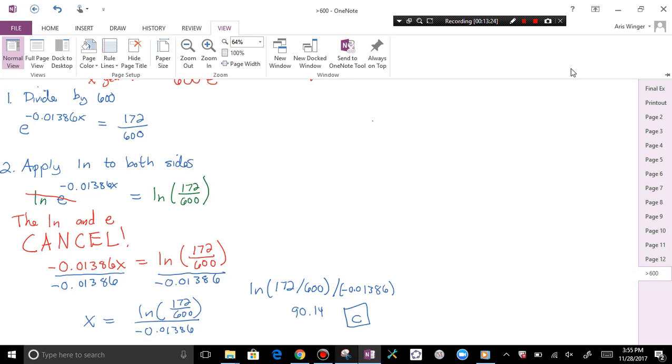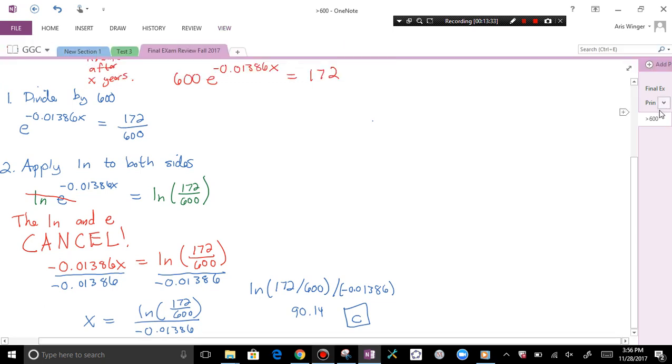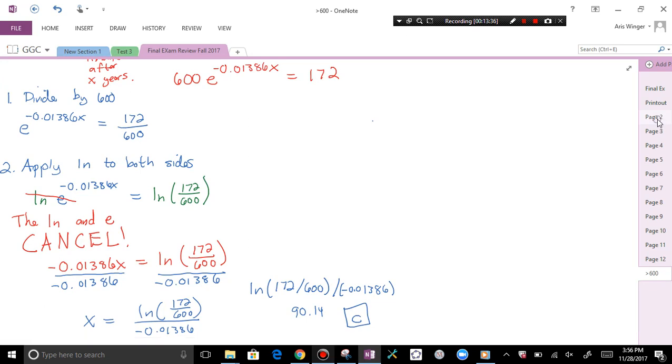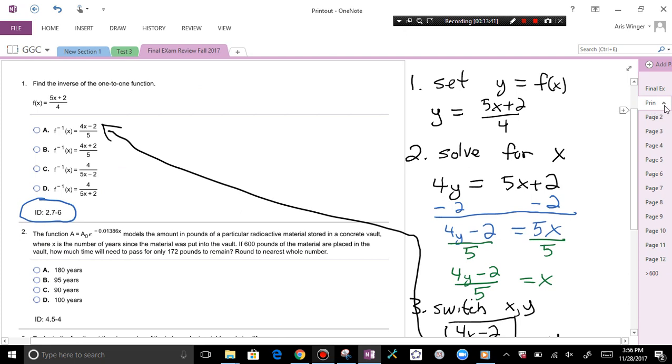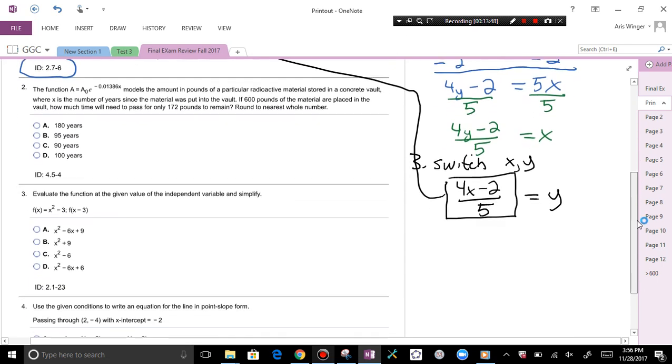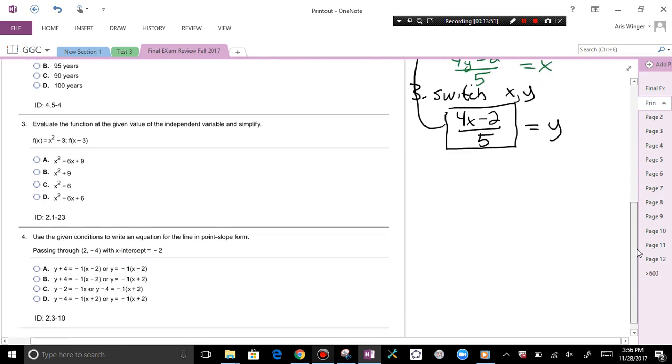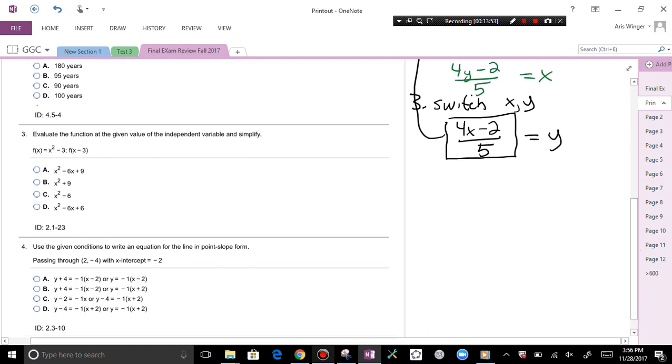Are we good? All right. I got 90. It was 90. It's LN, yeah. Again, the ID for that is 4.5-4. If you go into study plan, you can practice that. I have to move on.